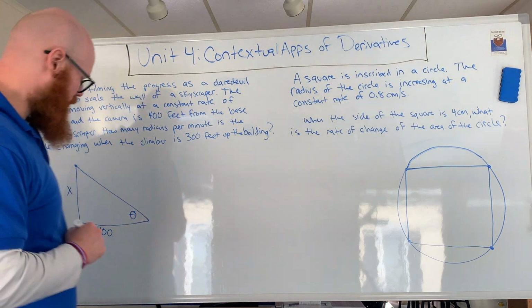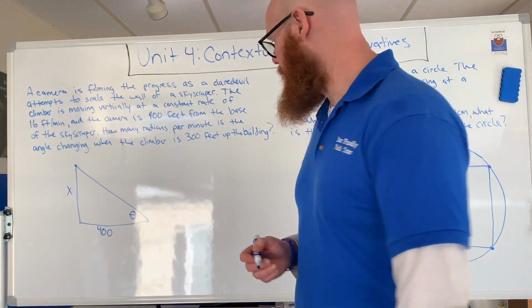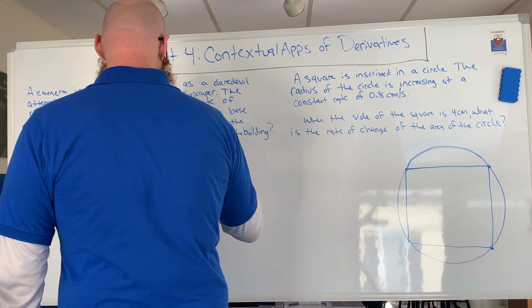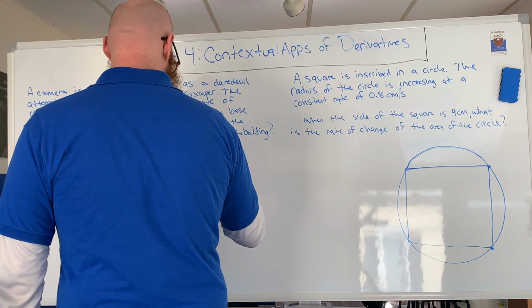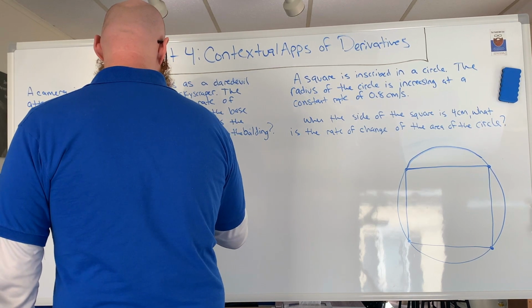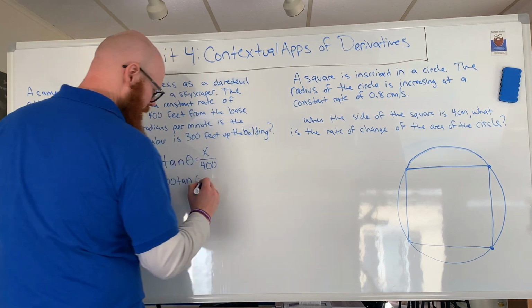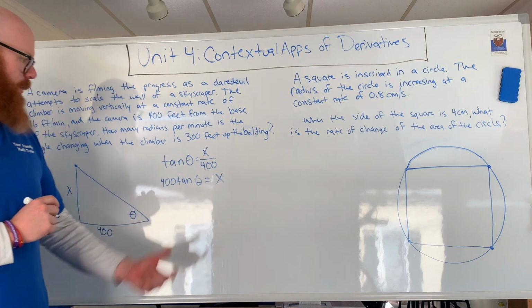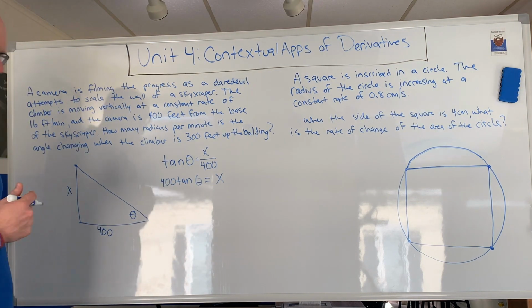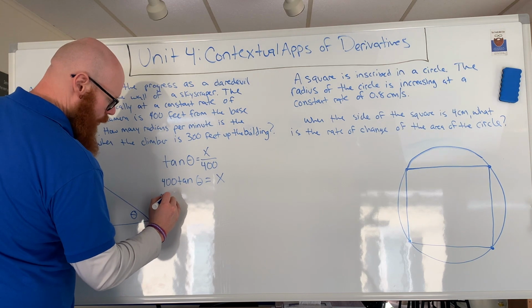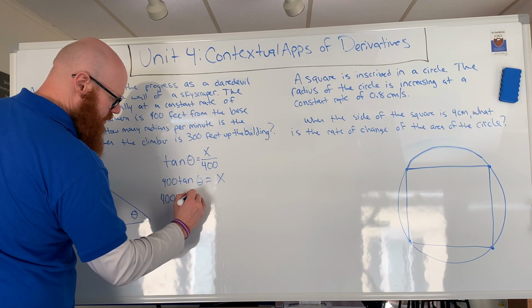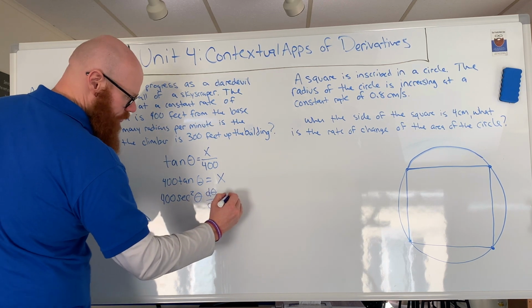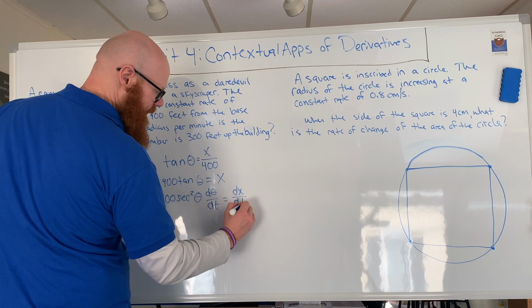So now the relationship between those, I think we can see, is just tangent. So the tangent of theta is equal to the opposite, which is x over 400. I'm going to multiply each side by 400 and get 400 tan theta is equal to x. So that is our equation, and it's simplified as much as possible. So now we have to take the derivative of that equation. So this is 400 secant squared theta d theta/dt equals the derivative of x, which is dx/dt.